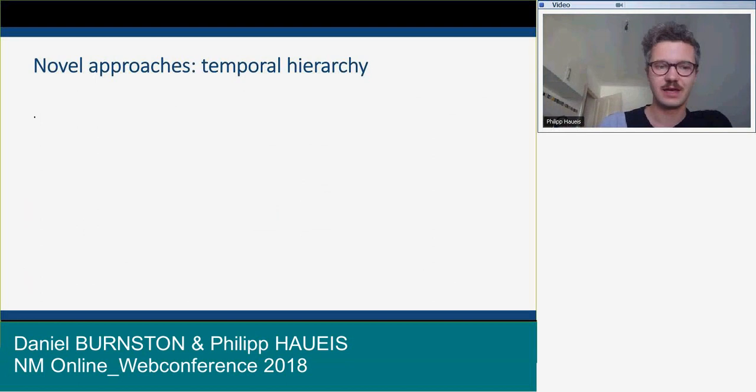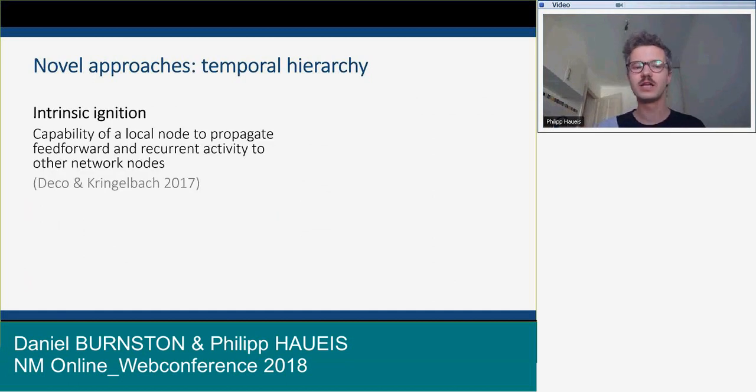Now, these graph theoretical notions are static; they measure static properties, but they have implications for the dynamics of the system, because they basically measure how a signal would spread from that node when it gets activated. One way to make this dynamic implication explicit is to focus on temporal hierarchies within the topological framework. One concept here, introduced by Deco and Kringelbach, is called intrinsic ignition, which refers to the capability of a local node to propagate feed-forward and recurrent activity to other network nodes.